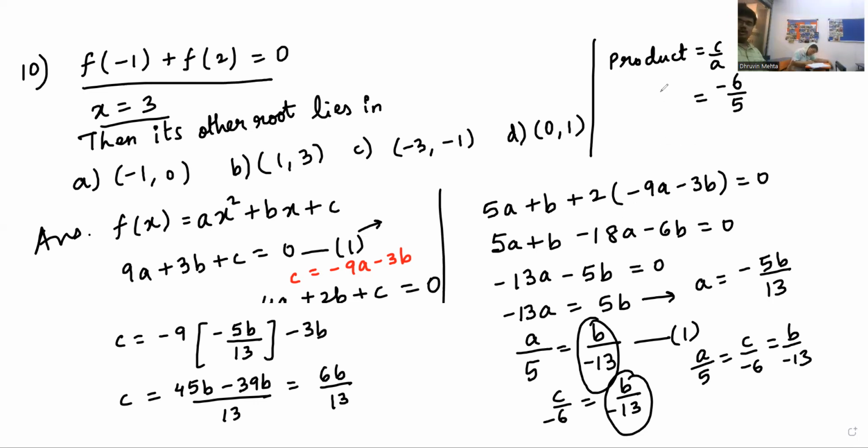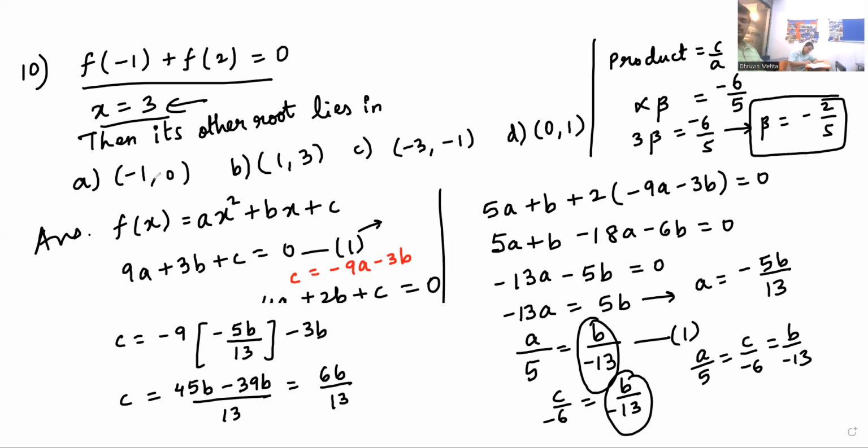And what is one root over here? See, alpha times beta, the answer we will get is minus 6 by 5. But one of the roots is 3, right? Then 3 times beta is minus 6 by 5. So what is beta from here? Minus 2 by 5.